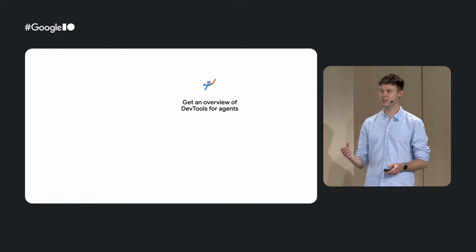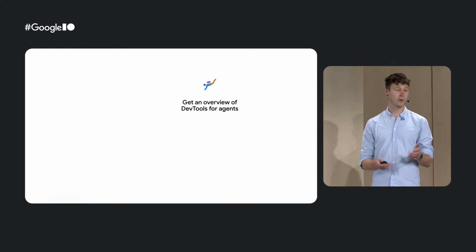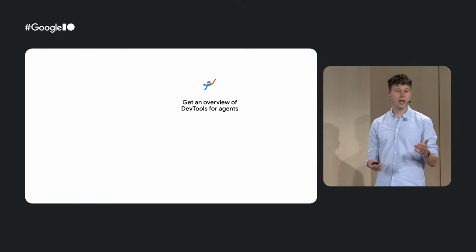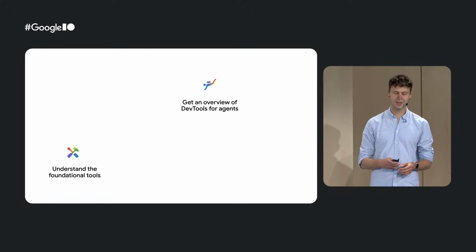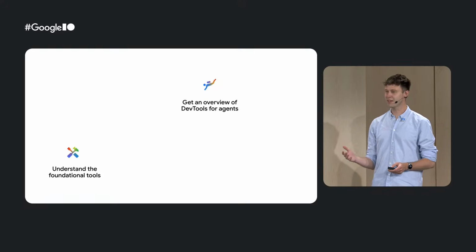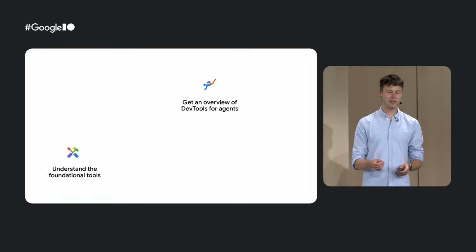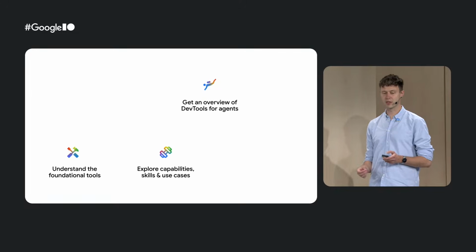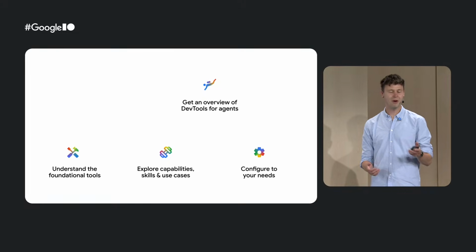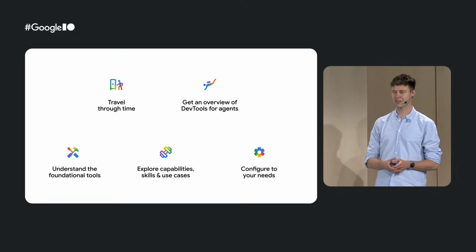We're going to start with a general overview of what Chrome DevTools for agents is, where it lives, how it relates to your other tools, and how your agent can use it. Then we are going to look at the foundational technologies that enable the capabilities of DevTools for agents. Having a basic understanding of this will be the foundation to understand the actual capabilities and use cases. Before we look into the various configuration options, and finally, how you can get started.